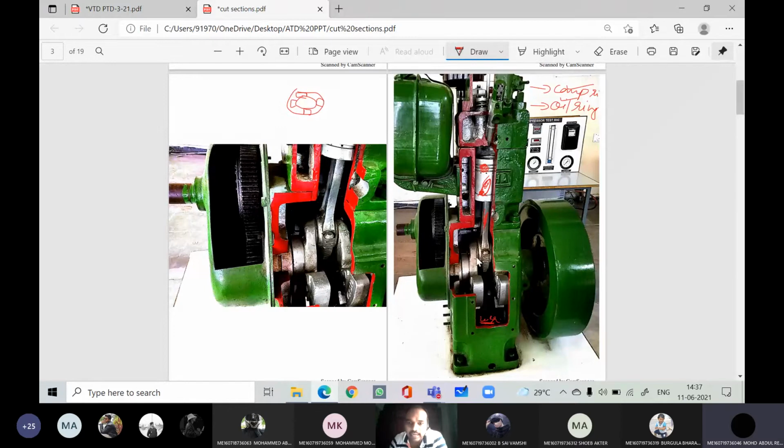Connecting rod. Connecting rod. And this is the crank. And you can see here, 1, 2. These two are called counterweights or balancing weights. Counterweights are balancing weights. Why?